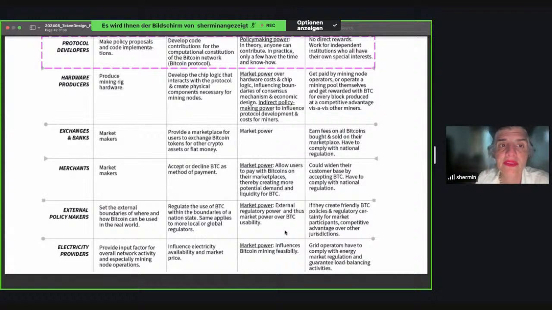So protocol developers make policy proposals and code implementations. They make the contributions for what we refer to as the computational constitution of the Bitcoin network. In theory, anyone can contribute. It's very often argued that Bitcoin is permissionless, and anyone can contribute with code. Yes, this is true in theory, but in practice, very few people have the coding skills and the higher mathematical skills to understand the code and to participate. Either they don't have the know-how, or they don't have the time.